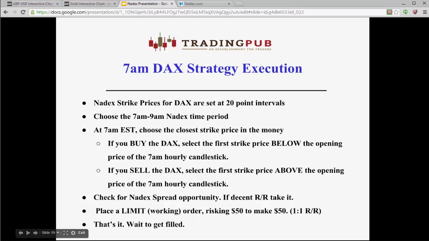I also talked about looking for Nadex spread opportunities. I'm not going to get into that right now, because if I'm invited back in a month to share some more information on this, I will. And I'll have some more information to share on spreads. I'm still kind of wrestling with that one, but maybe I'll find some good things to do with spreads.